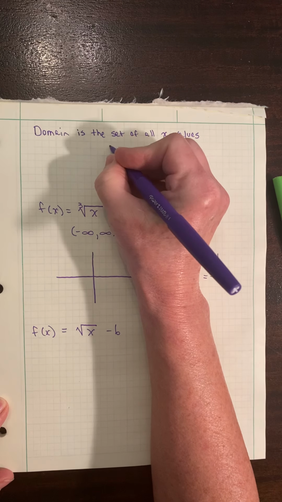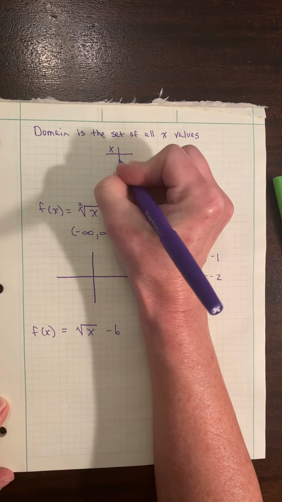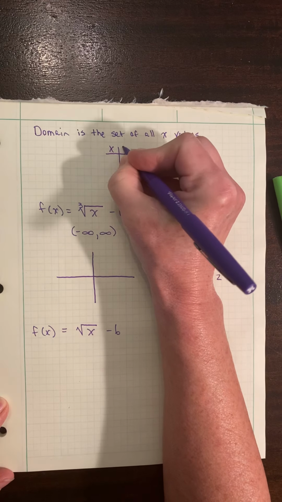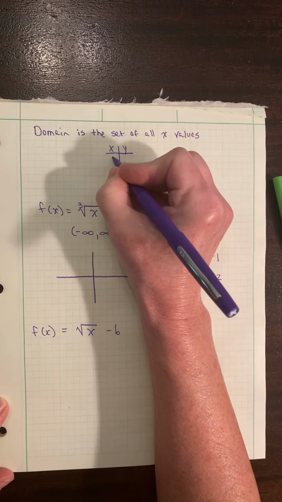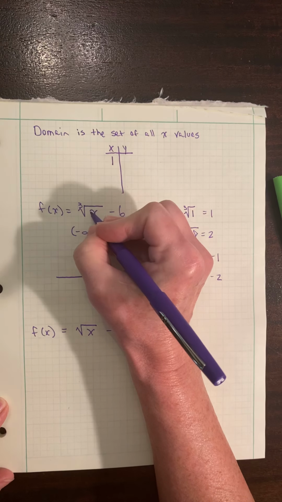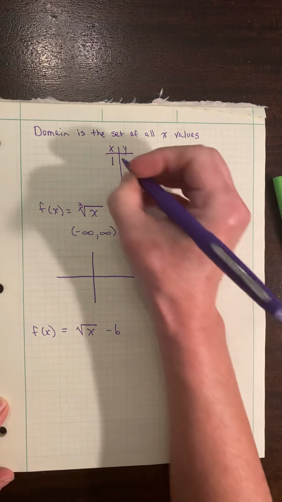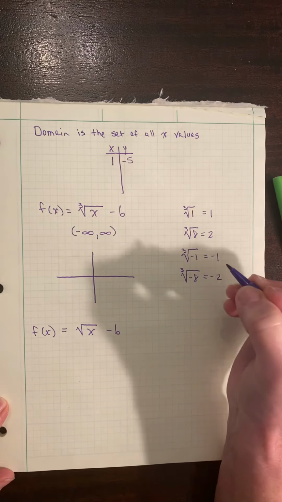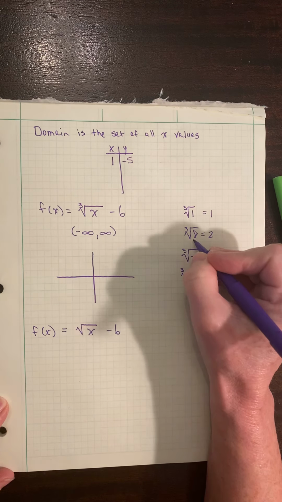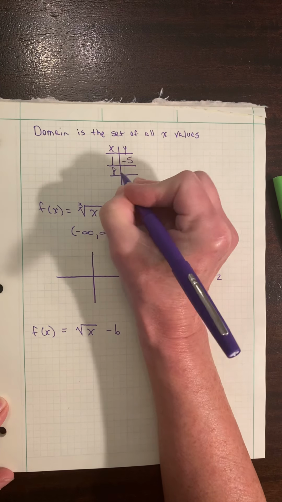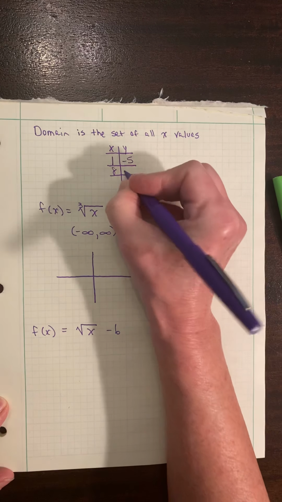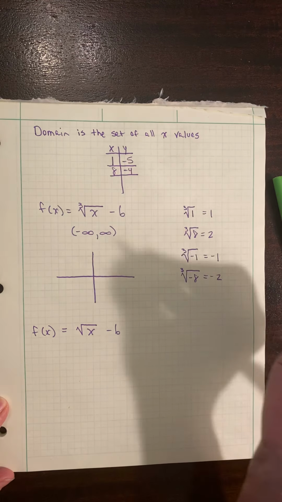Let's make an XY chart. Remember, f of x is the same as y. And let's say I put a 1 underneath there. The cube root of 1 is 1. 1 minus 6 is -5. Let's put an 8 under there. The cube root of 8 is 2. 2 minus 6 is -4.